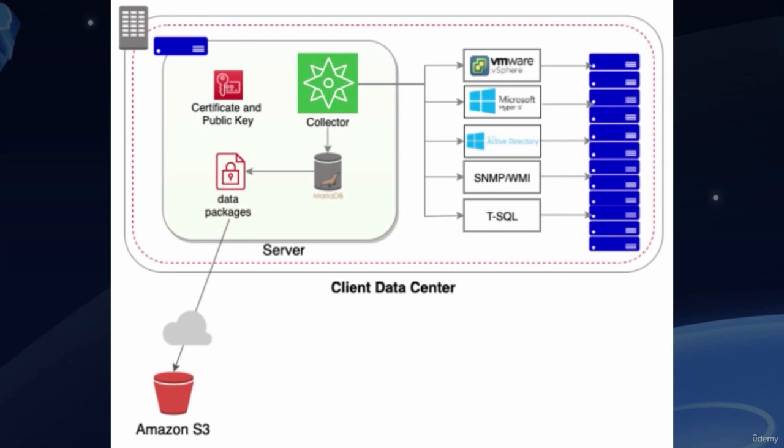The way the migration evaluator works is that a server will be set up on your on-premise data center, and that will collect information from your systems, be it VMware, Hyper-V, whatever it may be. It will collect data in real time from those servers that you've got on premises, and then it will store that data that has been collected in a MongoDB database, and that data will then be used to create these data packages, and those will then be uploaded to the AWS cloud into an Amazon S3 bucket.